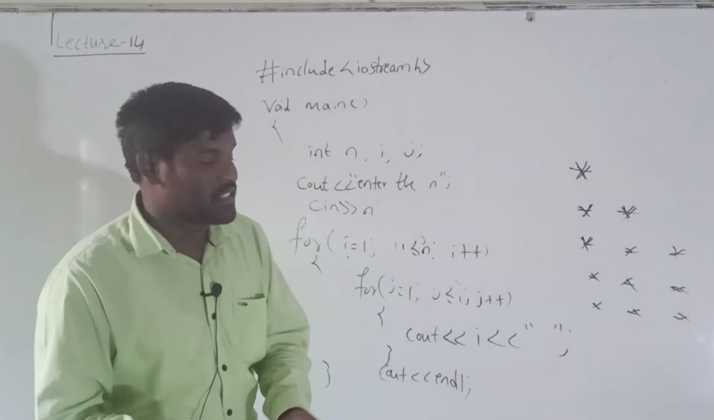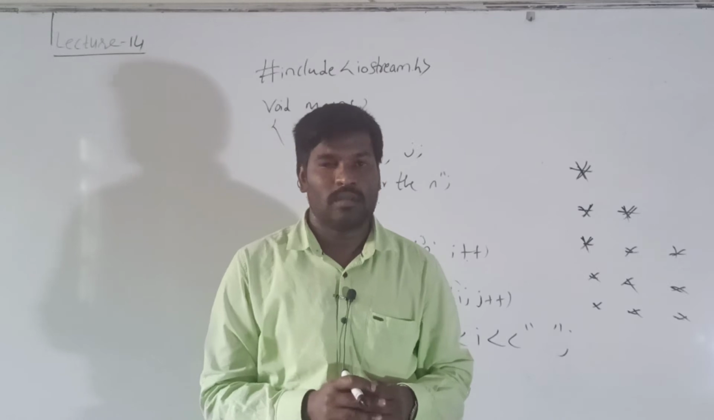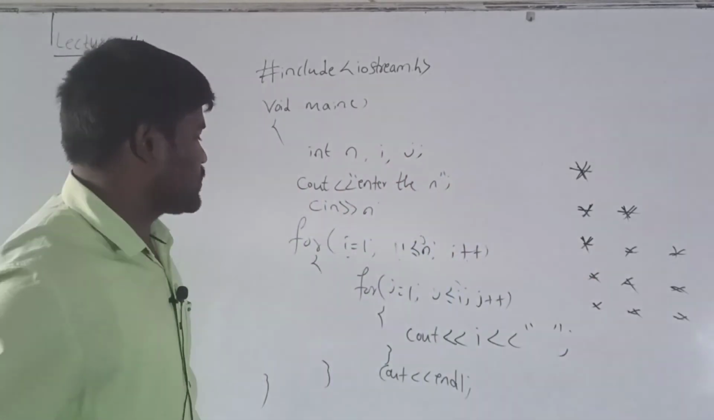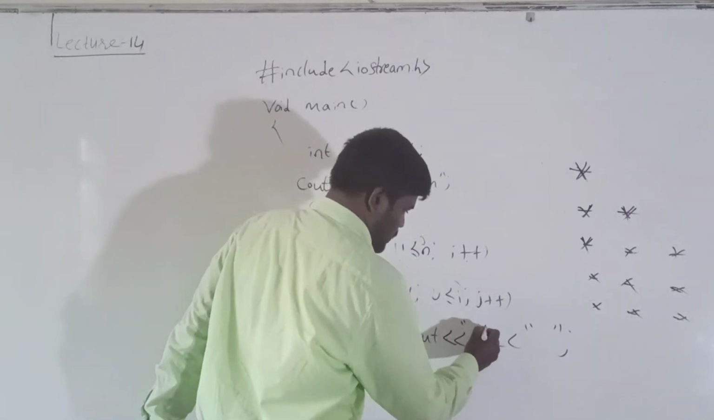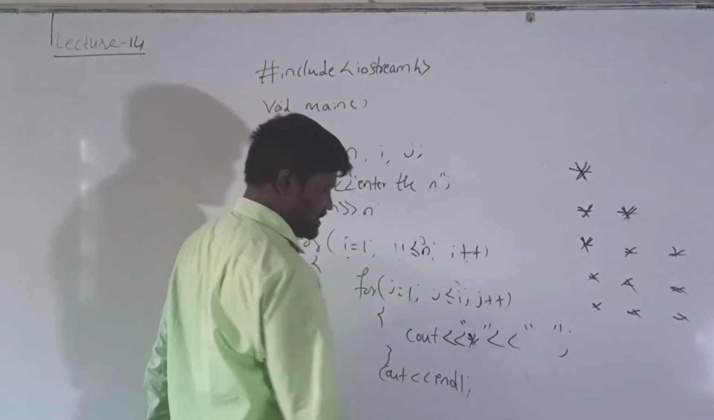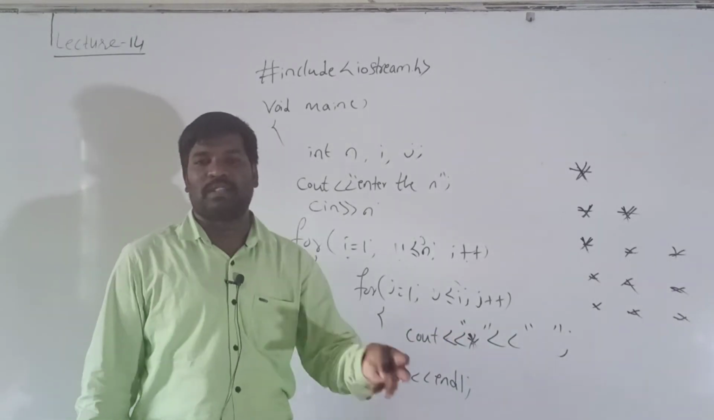If I print i, it will print some value. If I print j, again it will print some value. But here a star is there, so no need to use i, j. You can just put a double quote and mention the star. Cout of star means it will print star only.